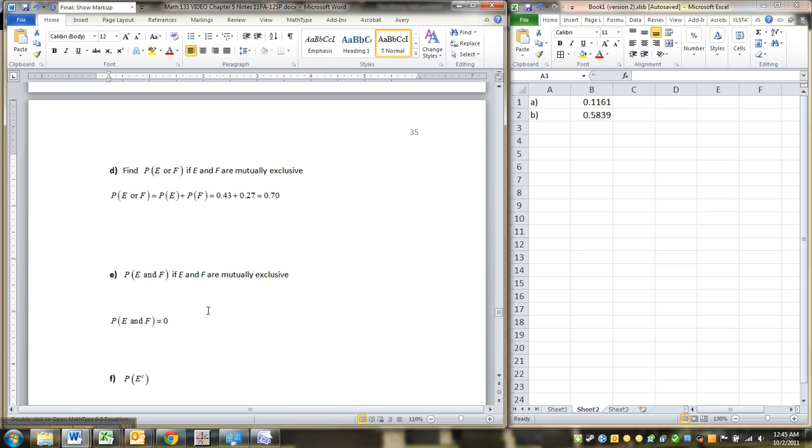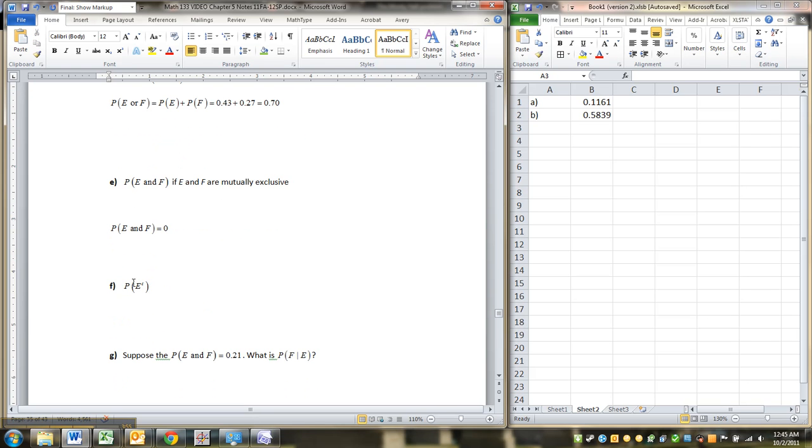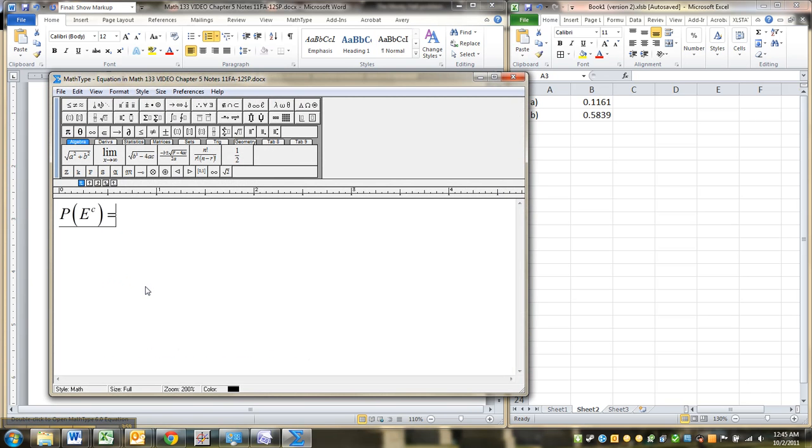So in a way, D and E are kind of out of order. All right, what about the probability of E complement? That would be equal to 1 minus the probability of E, which is 1 minus 0.43, which is 0.57. Done with that one.